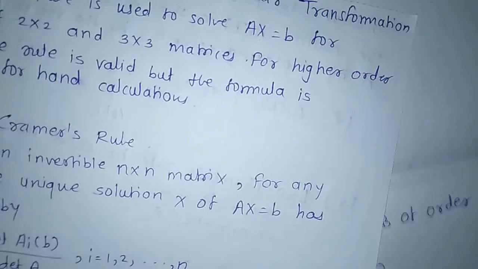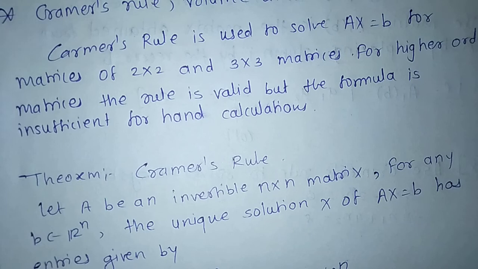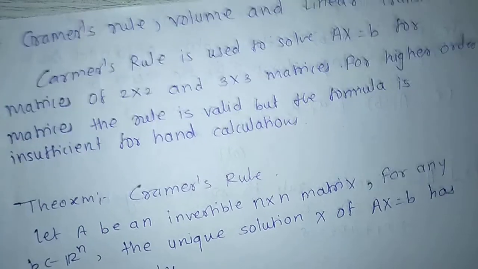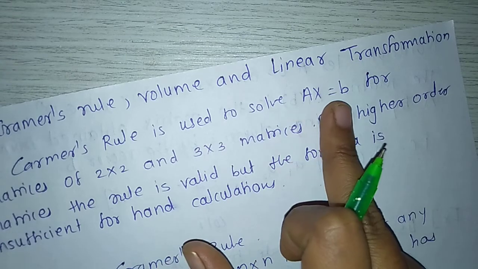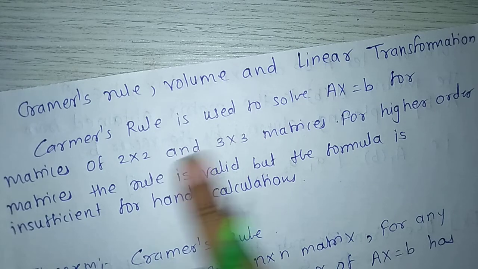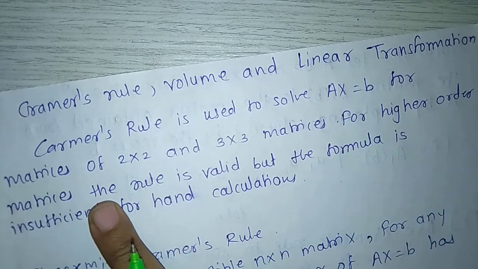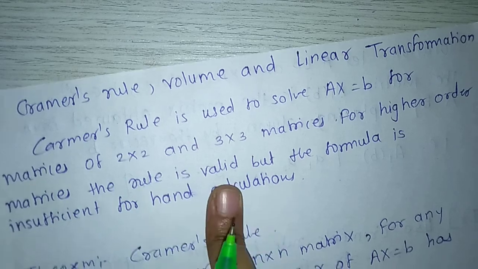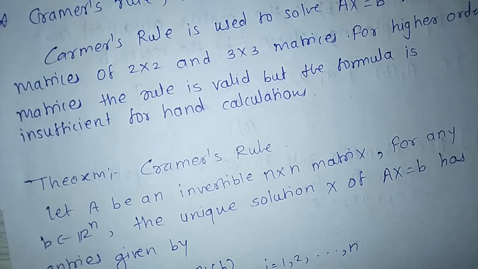Next, Cramer's rule. Cramer's rule is used to solve A x equal to B for 2 by 2 and 3 by 3 matrices. For higher order matrices, the rule is valid, but the formula is insufficient for hand calculations.